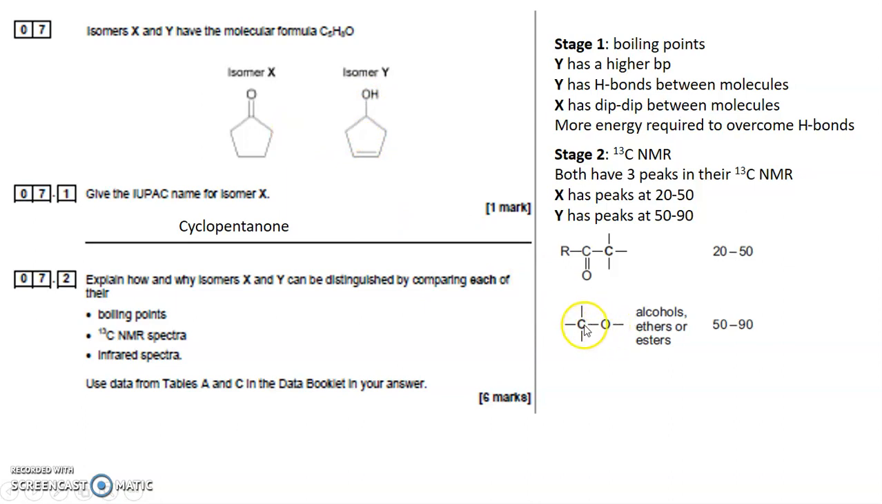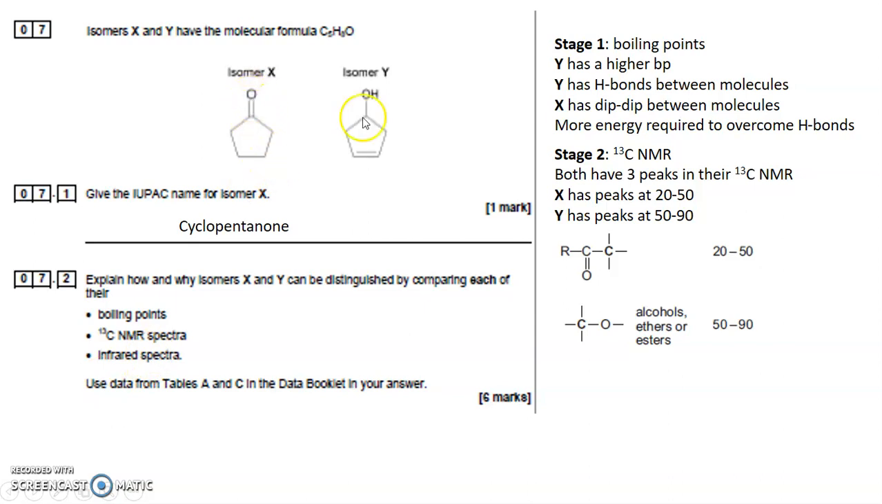Okay, this one doesn't have any C's bonded to C=Os, but it has a C bonded to an O bonded to an H. So this C here at the top is bonded to an O, and it's an alcohol, so that would give a peak between 50 and 90. So these two carbons here would give a peak with a shift value of 20 to 50. This carbon here bonded to an O in an alcohol would give a peak with a shift value of 50 to 90. And then finally, the infrared spectra.